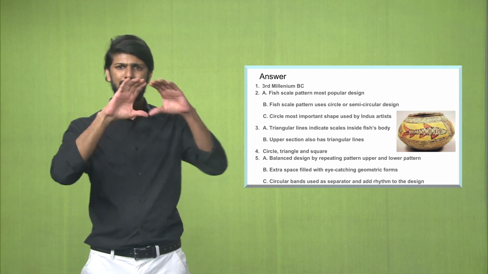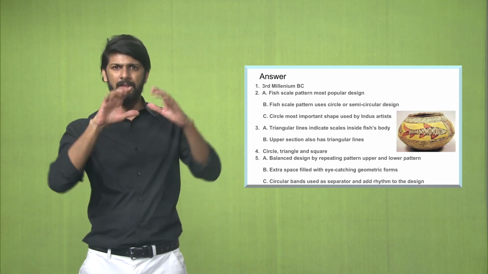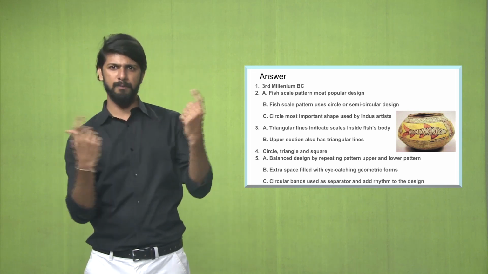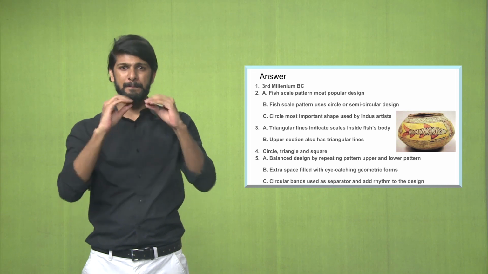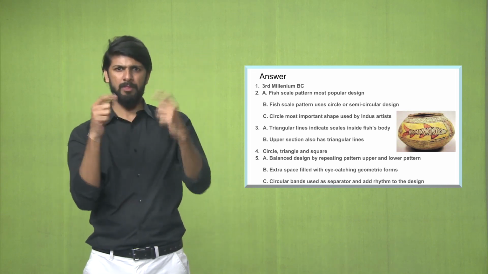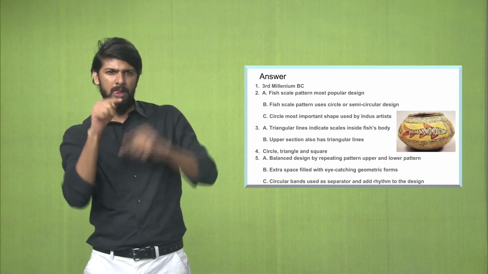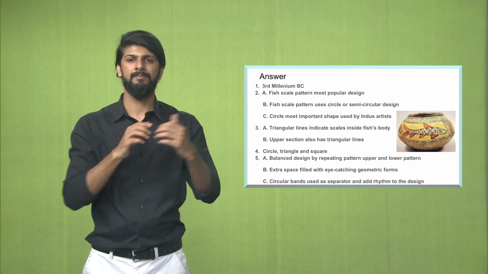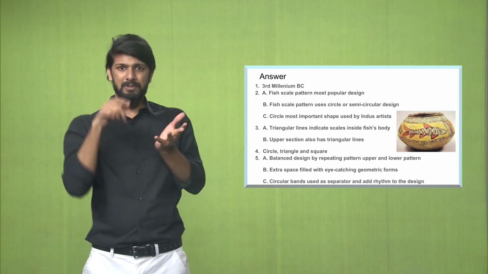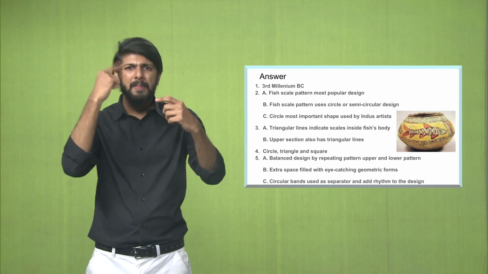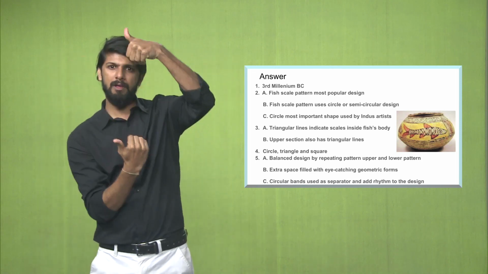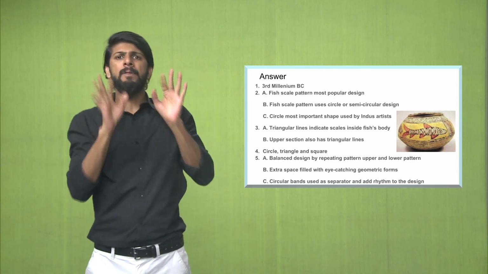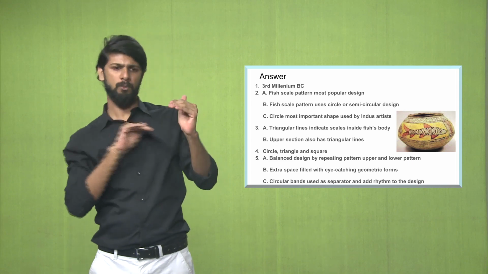Answer 5, point A. Balanced design in both the upper and the lower pattern was repeated. B. The extra space is filled with eye-catching geometric forms. C. The circular bands, which are made in black, are used as a separator and to add a kind of a rhythm to the design.